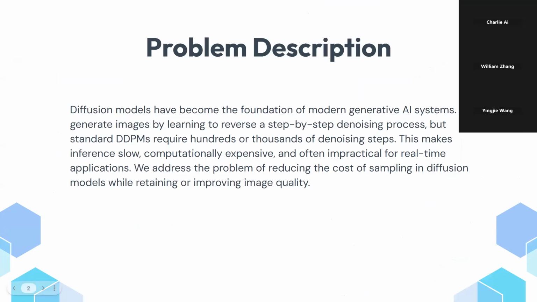Diffusion models have become the foundation of many modern generative AI systems, as they generate images through a step-by-step denoising process. Given that some of the largest applications to date, such as Stable Diffusion and Midjourney, are driven by latent diffusion-based systems, improving efficiency will allow these applications to gain much better real-time usage. The current problem is that the standard DDPM requires many denoising steps, which makes inferencing incredibly slow. We try to address this by reducing the cost of sampling in the diffusion model while retaining the same level of image quality.